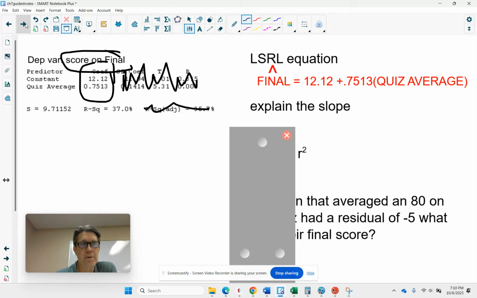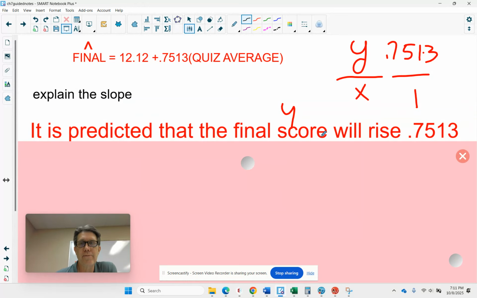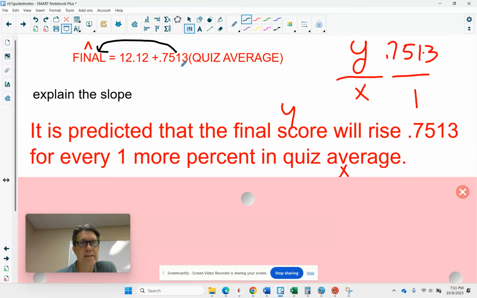And again, hopefully you paused the video. Here we go. What is the slope? It's predicted the final score will rise 0.75. Remember, it's always y over x. Final score goes up 0.75 for 1 more percent in the quiz average. It's always over 1, and the x goes up 1, and that's the x.